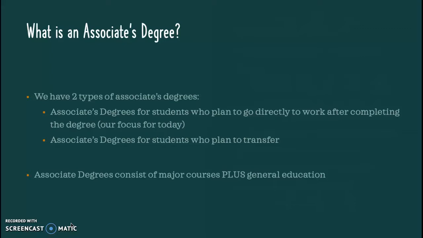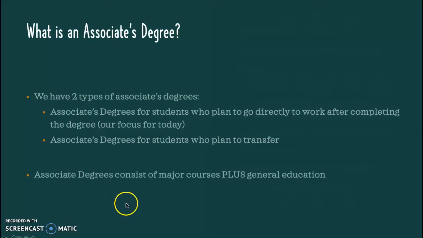What is an associate's degree? At Diablo Valley College, we have two types of associate's degree. The first type of associate's degree is for students who plan to go directly to work after completing the degree. That will be our focus for today's video. The second type of associate's degree are for students who plan to transfer.